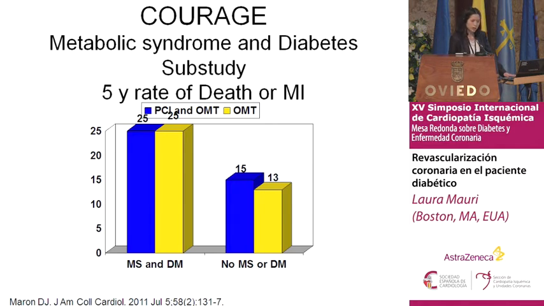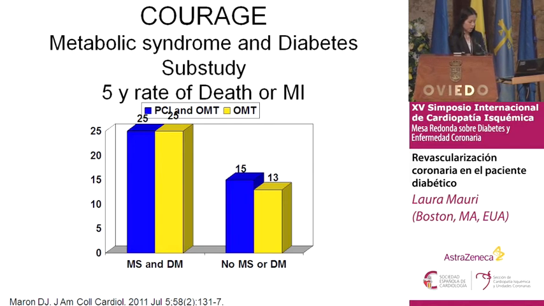So the COURAGE trial, obviously an important reference in the comparison of medical therapy to coronary intervention, had a sub-study that looked at those patients with metabolic syndrome and diabetes and compared the 5-year rates of death or myocardial infarction in those patients with both metabolic syndrome and diabetes or neither. And you can see that the most dramatic finding, obviously, is the difference in the overall rates. However, when you compare the randomized treatment arms of PCI with medical therapy versus optimal medical therapy alone, there was no difference according to whether metabolic syndrome and diabetes were present or not.